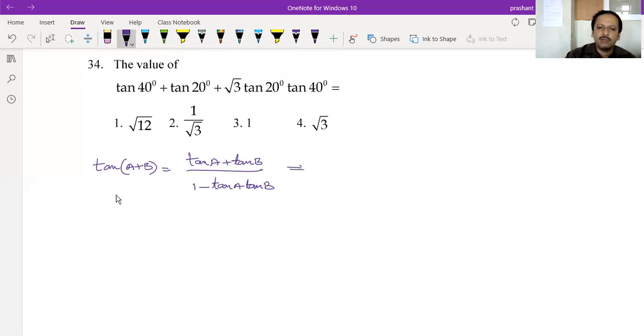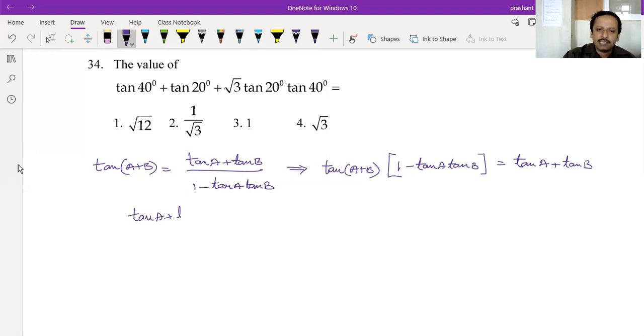Now from this, I'll cross multiply. This 1 minus tan A tan B is there in the denominator. I'll take the LHS. Then we are going to get tan A plus B into 1 minus tan A tan B is equal to tan A plus tan B. This is the formula we have: tan A plus tan B is equal to tan A plus B into 1 minus tan A tan B.